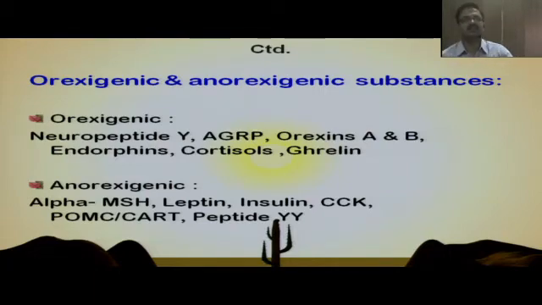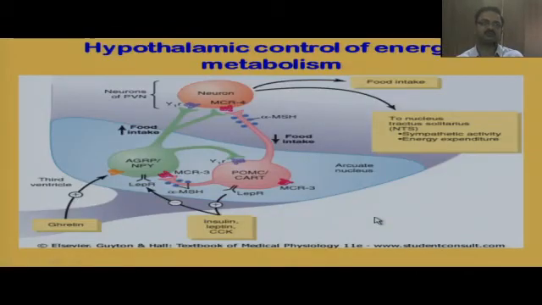The orexigenic substances include neuropeptide Y, which acts as a neurotransmitter, the agouti-related peptides, orexins A and B, endorphins, cortisol, and ghrelin. We have another category, the anorexigenic substances, which includes alpha MSH, that is melanocyte stimulating hormone, leptin, insulin, cholecystokinin, POMC, CART, and peptide YY. The POMC and CART are pro-opiomelanocortin and cocaine and amphetamine regulated transcript.